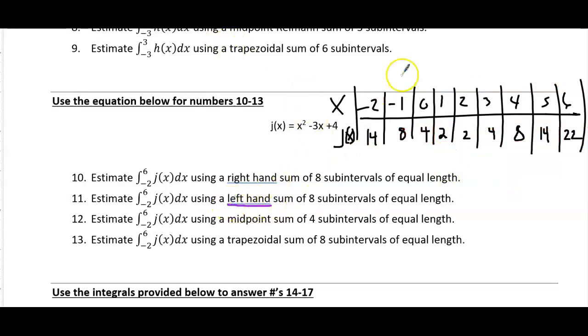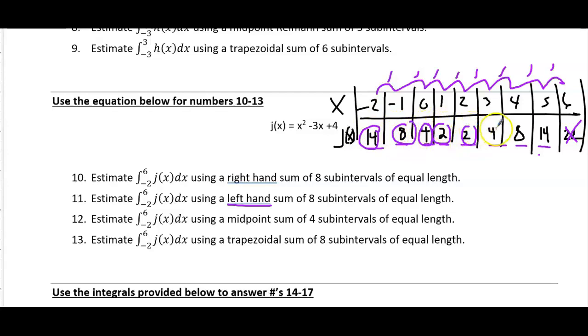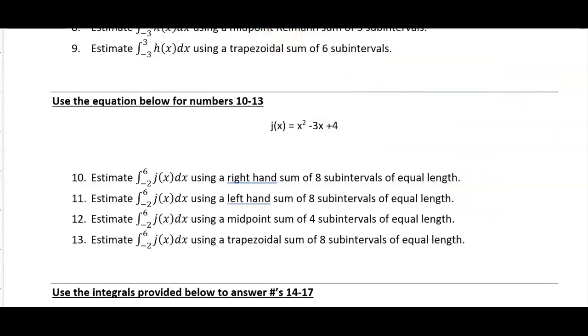Since this one is a left-handed sum, we're going to include all these numbers on the left, and we're going to leave out this last number here on the right. Once again, all of my bases on the top here are all 1s. And these numbers here represent my heights. And to find the areas, we just do base times height. Since all of these are 1s, each height basically represents the area also. So we're just going to be adding all of these up here. And as a result, we would end up with 56. All right, let's go ahead and move on to the next one.